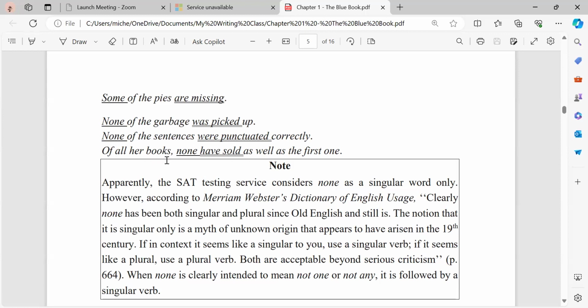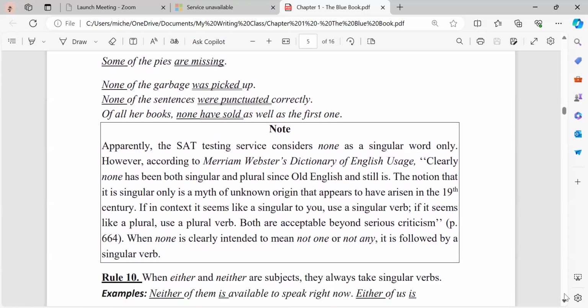So, of all her books, none have sold as well as the first one. So we are talking about "have sold" right here, which is a plural verb. And why are we using a plural verb? Because we need to know which is the object right here, which is books. Books is a plural object right here. So that's why we need to use a plural verb as well. So I hope that explains it.